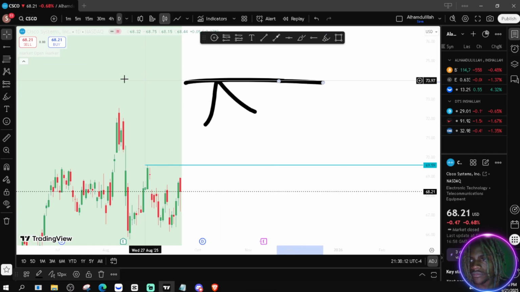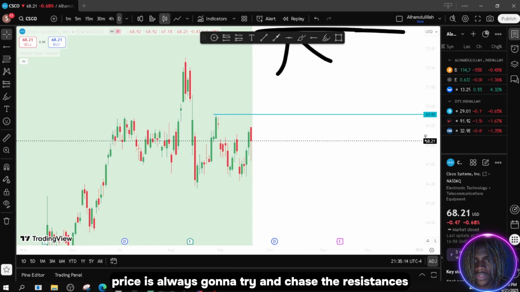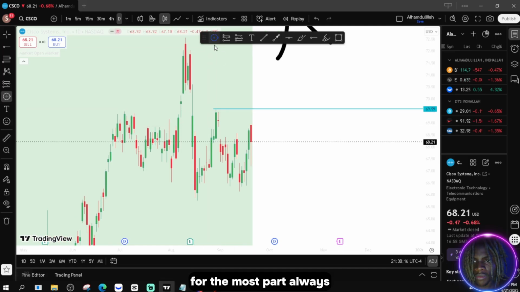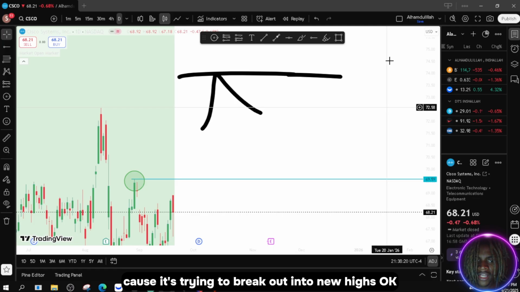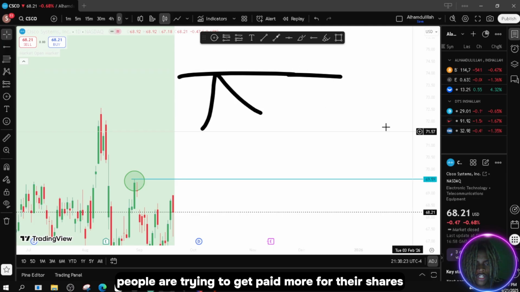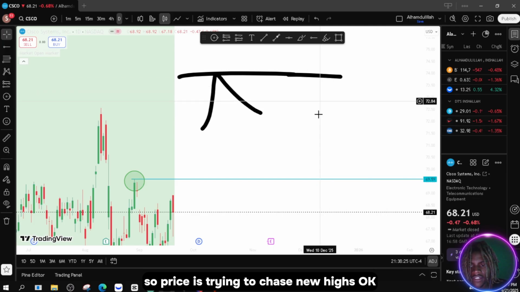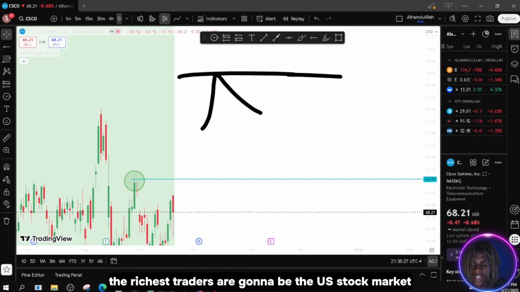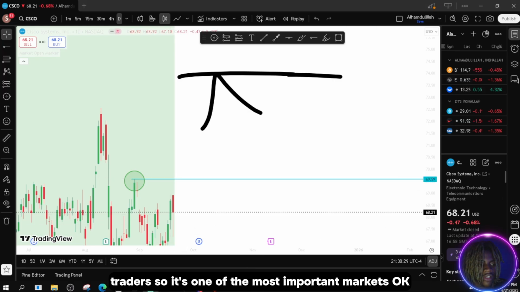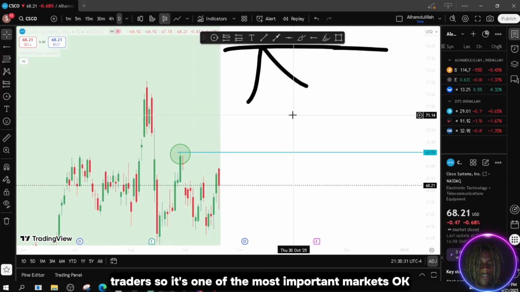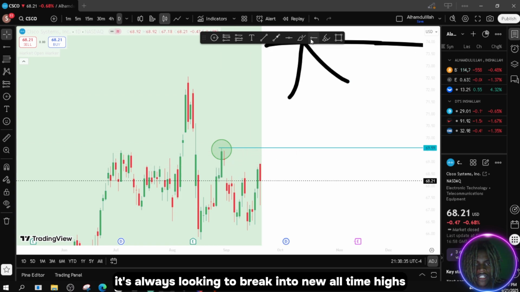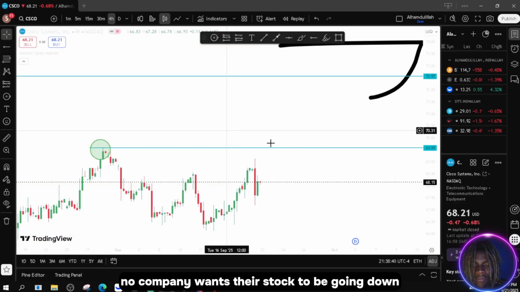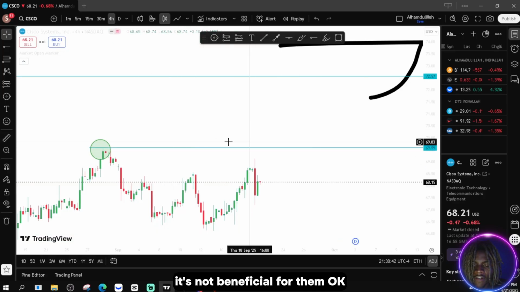Okay. So know that price is always going to try and chase resistances for the most part. Always, always, always, because it's trying to break out into new highs. People are trying to get paid more for their shares, so price is trying to chase new highs. And the richest traders are going to be the U.S. stock market traders, so it's one of the most important markets. So price is always chasing higher resistances. It's always looking to break into new all-time highs for the most part. No company wants their stock to be going down. It's not beneficial for them.